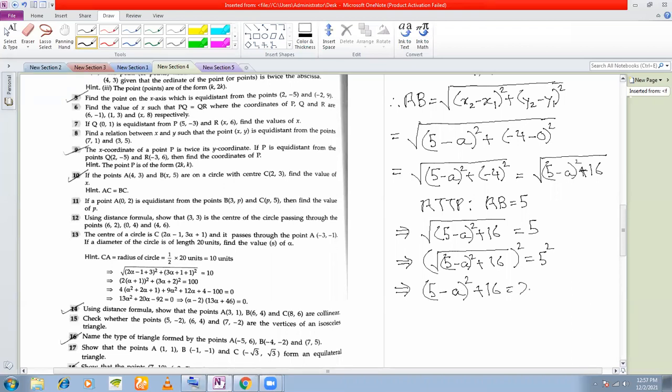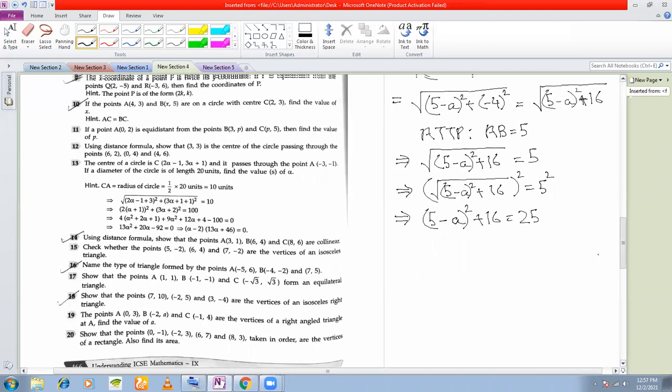And the right hand side will become 25. Okay. How do I solve this equation? Either you can expand (5 minus a) whole square to a quadratic equation, or the better way is you can write this as (5 minus a) whole square is equal to, take 16 on the other side, 25 minus 16, right? So now you get (5 minus a) whole square is equal to 9.